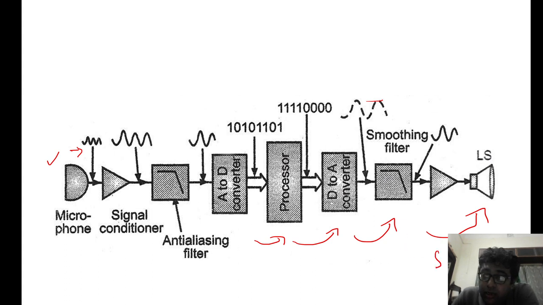signal, right? We have a microphone which receives the analog signal. It goes to signal conditioning. It goes through the anti-aliasing filter. It goes through the A to D converter, goes through a processor, then goes through a D to A converter, then the smoothing filter, and then goes to this part. It provides you the final value of the signal, a smoothed signal with less error.